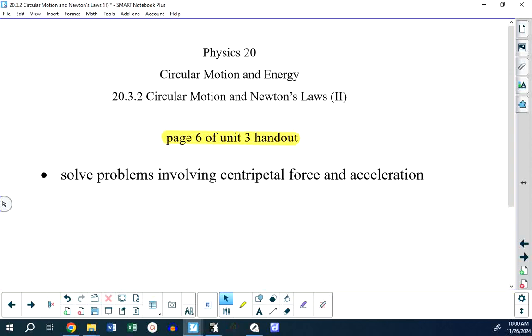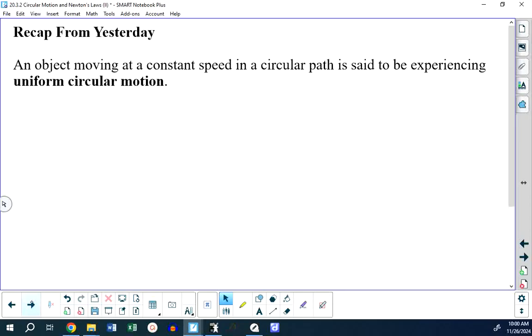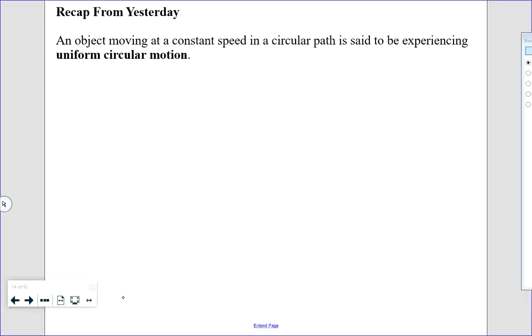And this is the second lesson in this unit, continuing with circular motion and Newton's laws of motion. This is on page 6 of your unit handout. What we're going to be working with today is not just speed and period or frequency. We're going to be working with centripetal force and centripetal acceleration. So I want to spend a fair amount of time reviewing everything. And this is all typed out for you, but you can just follow along up here.